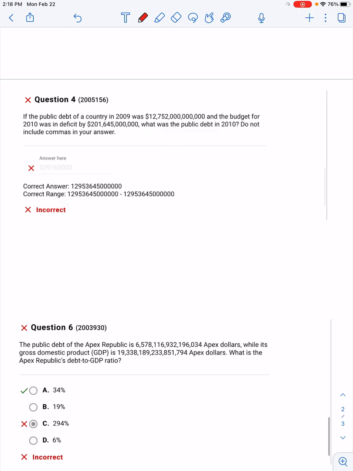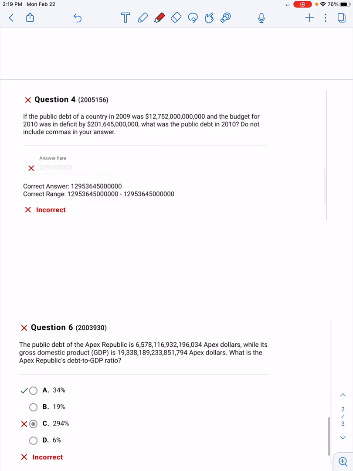Okay, the next one. If the public debt of a country in 2009 was this huge number, so you've got thousands, hundred thousands, millions, billions, trillions. So 12,752 billion. And the budget for 2010 was in deficit by 201,645 million. What's the public debt in 2010?